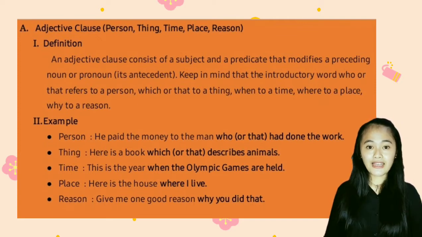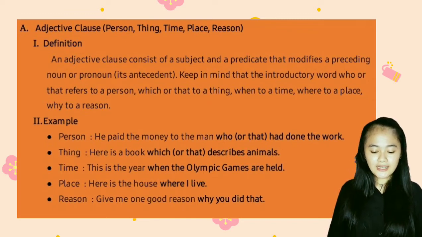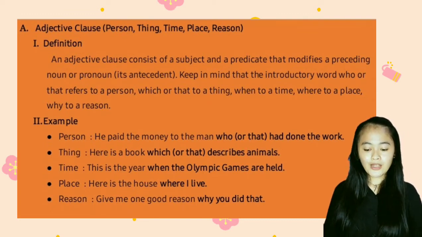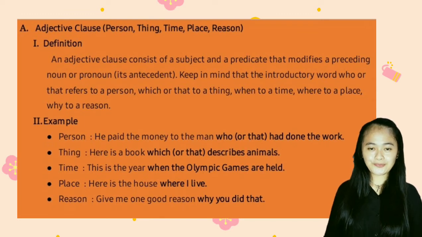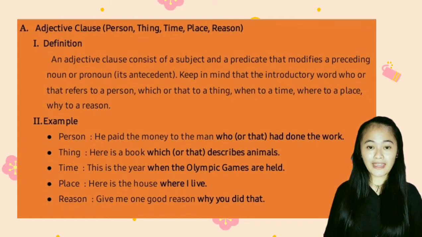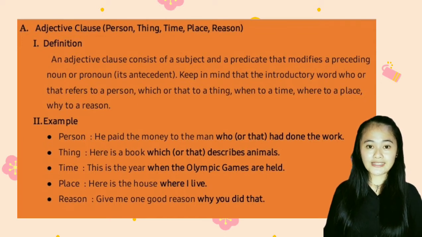Next, I would like to explain noun antecedent meaning. First is a person. The introductory word is a relative pronoun: who, whose, whom, or that. For example, he paid the money to the man who had done the work. He paid the money to the man is the main clause and who had done the work is the adjective clause.